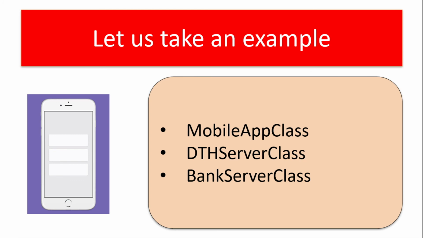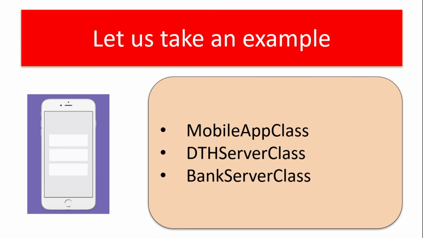Coming to encapsulation, I will send credentials from mobile. That mobile app will have a mobile app class. All these three classes are just an imaginary explanation, but an easily understandable example. So I will send credentials with the help of the mobile app. The mobile app will have a mobile app class. That mobile app class will forward the credentials to the DTH server class, whereas the DTH server class will forward the value to the bank server class.